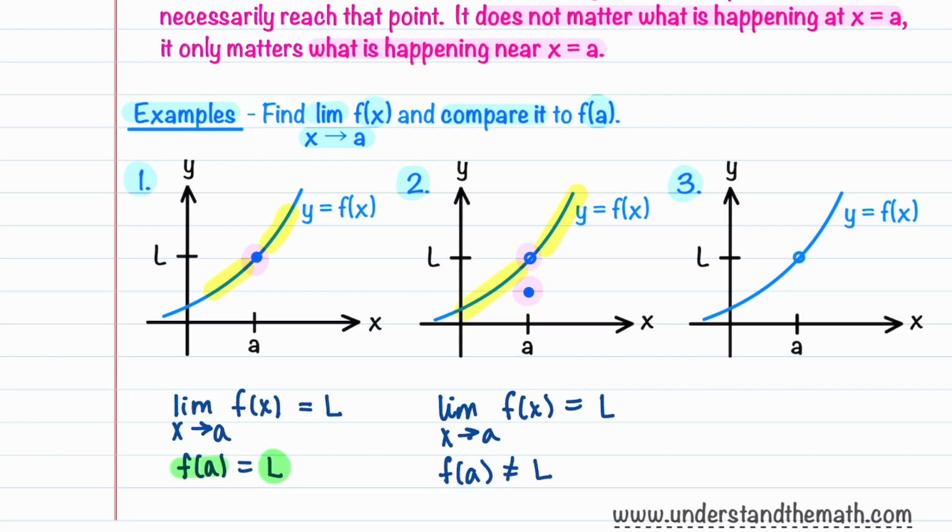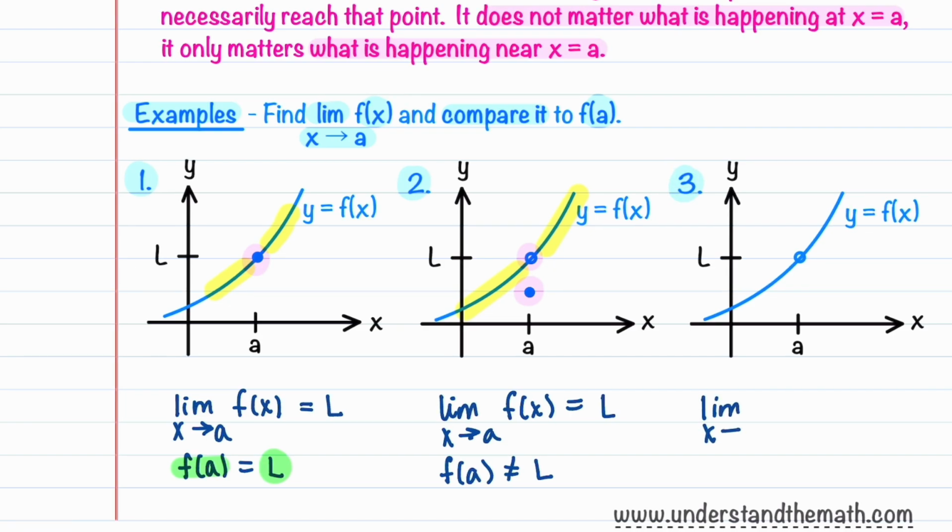Let's look at our third example. The limit as x approaches a of f of x is going to equal L. This is the same thing we had in example 2. As we approach from the right and from the left, our function equals L. Now let's look at f of a. F of a is actually undefined because we have an open circle at a. So we say f of a is undefined, and this is not equal to L.